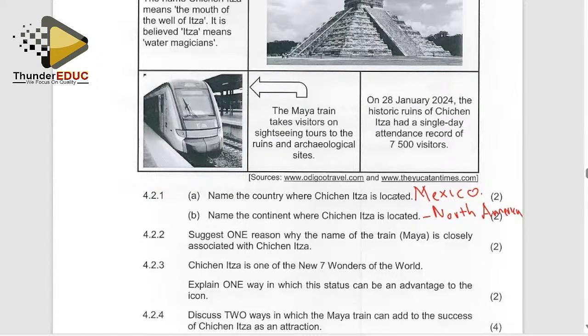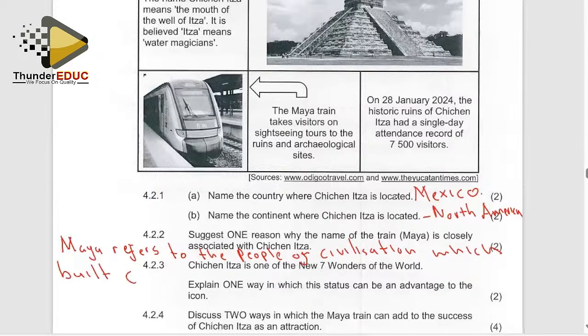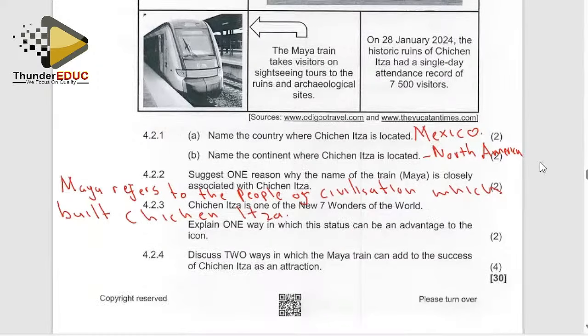All right, the Chichen Itza Maya refers to the civilization, to the people or civilization which built Chichen Itza. So the people who built the Chichen Itza were known as the Maya people, hence the name was given to the train as well.